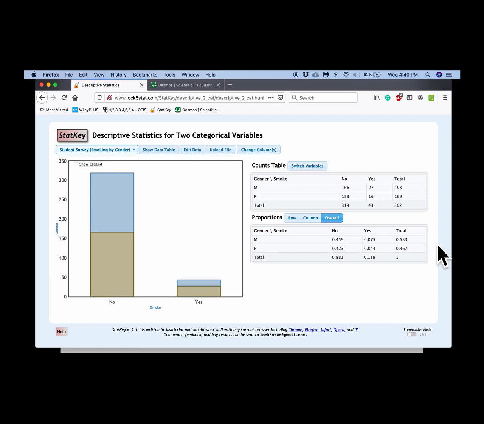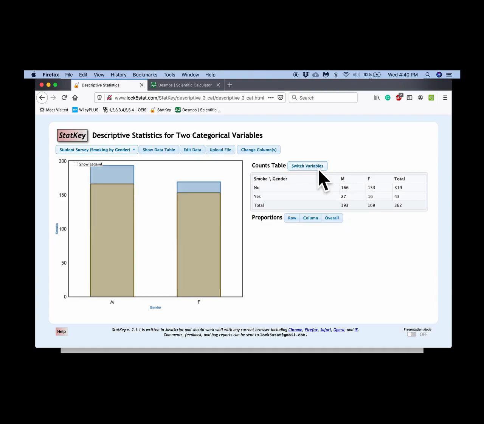Now, let's address this final part of the set of questions. What happens when we click on switch variables? We're going to see it most notably in the graphic display, but we'll also see it here in this counts table. Let's hit switch variables. And you'll notice what it does, and this is technically called a transposition. It's basically turning the old columns into the rows and turning the old rows into the columns. And so now we see the gender category forming the columns, and we can see the smoking category forming the rows.